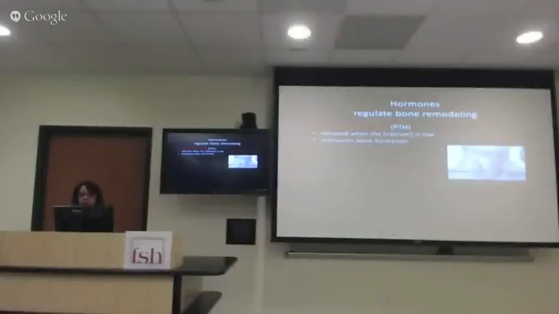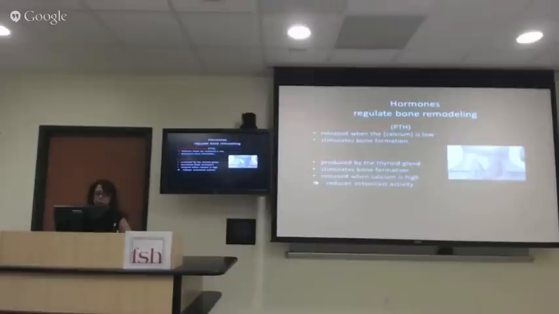Other hormones that are involved with bone remodeling include these two hormones that are released from glands in the neck. The parathyroid gland, the pointer showing you, is behind the thyroid. It's released when calcium is low, and it stimulates bone formation. Calcitonin, which is produced by the thyroid, also stimulates bone formation, and this is released when calcium is high. And it also reduces the activity of those osteoclasts. Now, both of these hormones have been synthesized and are FDA approved for treatment of osteoporosis, but they're not first-line therapy.